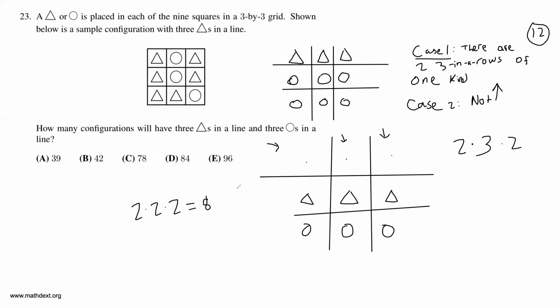But you can't have circle, circle, circle, or triangle, triangle, triangle. So those are two configurations you cannot have. So you'd have to subtract 2 from this 8 to get a total of 6 ways to fill up this last row. So you multiply that by 2, 3, and 2. So case 2 yields 2 times 3 times 2 times 6, which is 72 possible configurations. So your final answer is going to be 12 plus 72, which is equal to 84. So your answer is D.